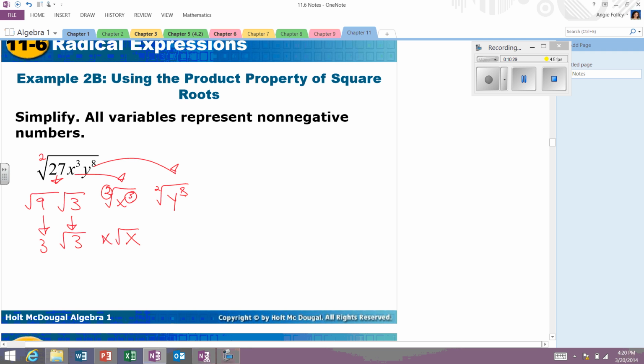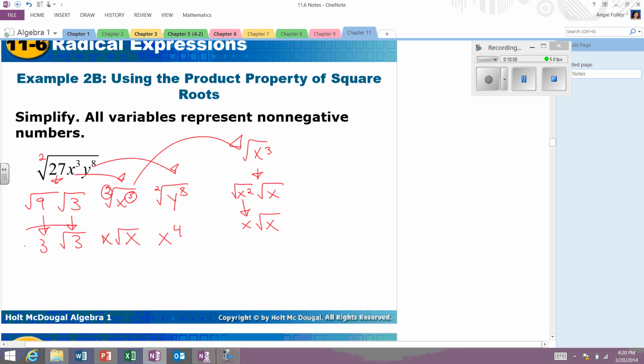Now with my y to the 8th, 2 goes into 8 4 times evenly, so I have y to the 4th left. The other way that you could do this might be a little confusing. If you have x to the 3rd, you could split it up into square root of x squared times the square root of x. So you know that the square root of x squared is just x, and then you can't take the square root of x. So that's kind of where this quantity came from.